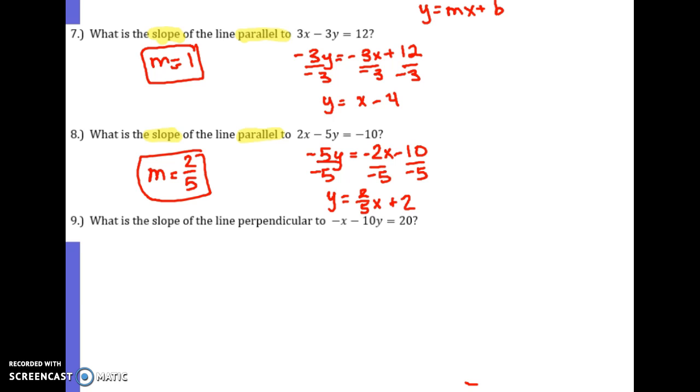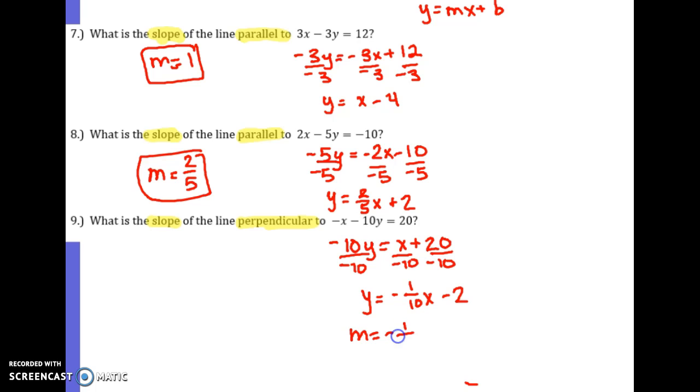Okay, all right, so now we're finding the slope of a line perpendicular. Perpendicular is a little different. We're going to need the slope that's the opposite reciprocal, but again, we've got to put it in slope-intercept form. So this would be -10y is equal to x plus 20. We just brought the -x to the other side by adding. And then we divide each term by -10. Okay, we get y is equal to -1/10 x minus 2. So if our slope here is -1/10, our perpendicular slope is actually the negative reciprocal, which would be just 10. So our answer would be 10.